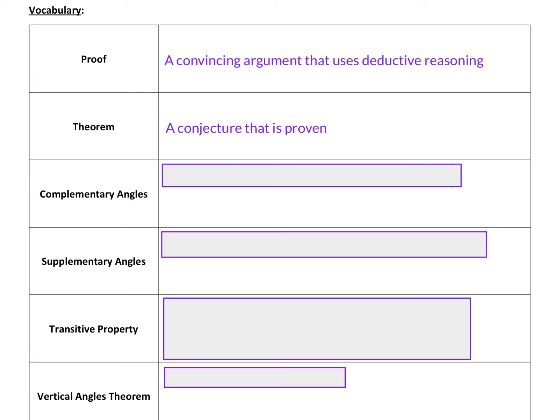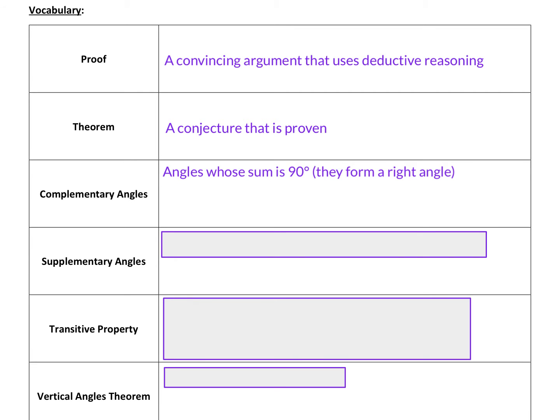Complementary angles are angles whose sum is 90 degrees. They form a right angle. Let me give you a quick little diagram of what that looks like. If you have two angles, let's say angle 1 and angle 2, if angle 1 plus angle 2 is equal to 90 degrees, then the angles are complementary. When they're complementary, we know that we will have a right angle right there.